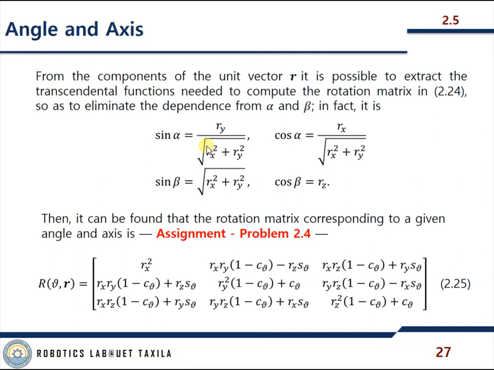Okay, from the components of unit vector R, it is possible to extract the transcendental functions needed to compute the rotation matrix in 2.24, so as to eliminate the dependence from alpha and beta. In fact, sine alpha Ry is equal to this, and cos alpha cosine beta equals this. So it can be found that the rotation matrix corresponding to a given angle and axis is this one. So the assignment is to calculate this one. This is the problem number 2.4.